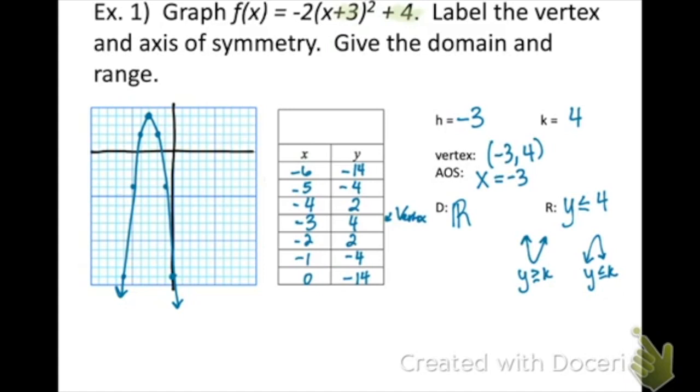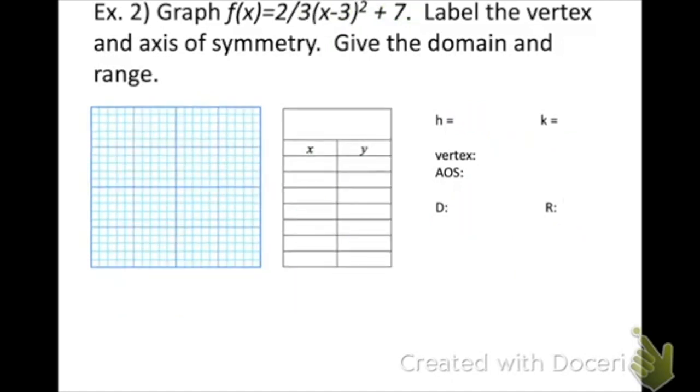Great, now let's go back and talk about the range here. So our range we said is y is less than or equal to 4. Let's look at why that makes sense. My graph, if I look over, is going to cover the y-axis from 4 and down. So my graph doesn't have anything to do with when y is, say, 100, because my graph is facing down. So that's why it's less than or equal to 4. If it had been flipped up, then it would have been greater than or equal to 4.